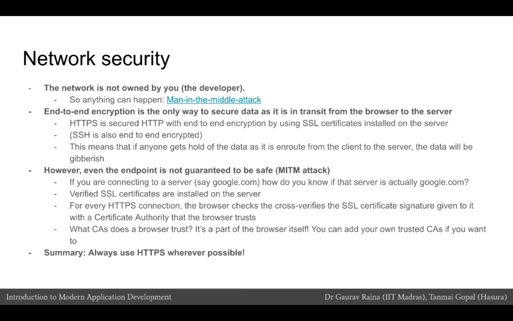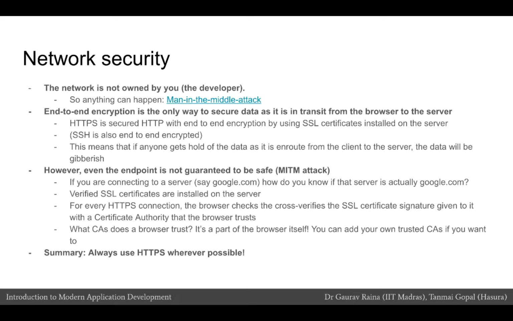Let's come to network security. The first thing about network security is to understand that the network is not really owned by us. So if we're the developers, we don't own anything on the network. So anything really can happen on the network, and we must be ready for that to happen. The most common example of network security breaches are called man-in-the-middle attacks. Click on that link and find out how man-in-the-middle attacks work and what kind of security breaches they can cause.